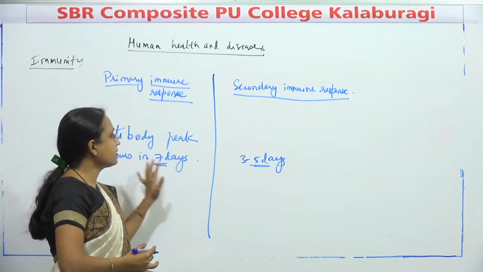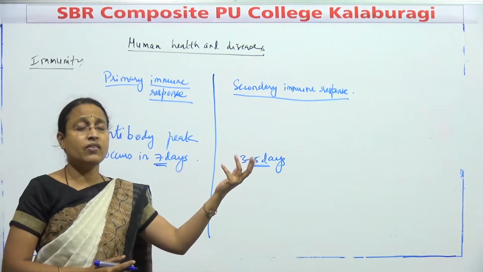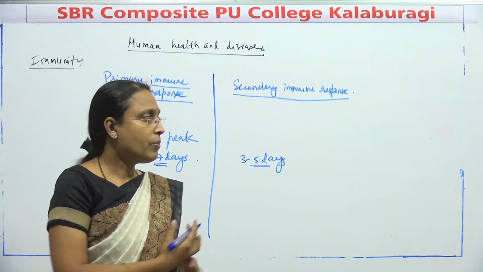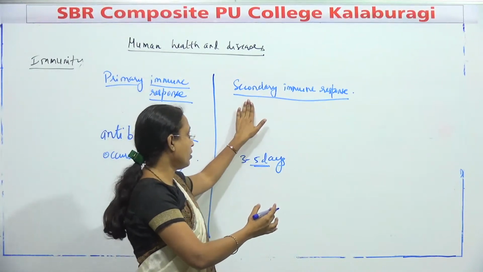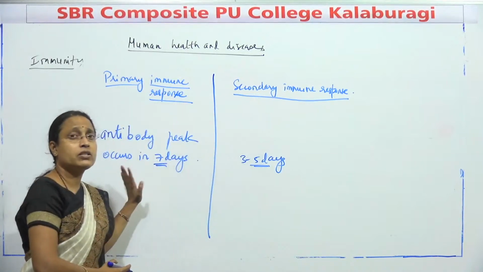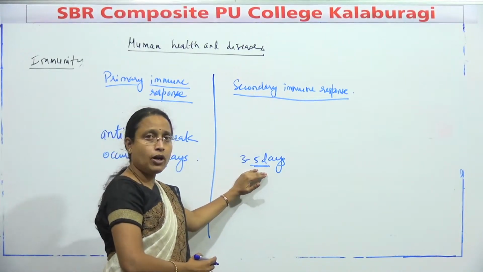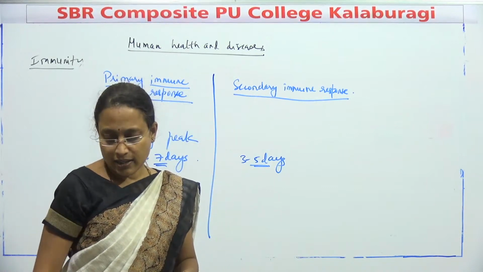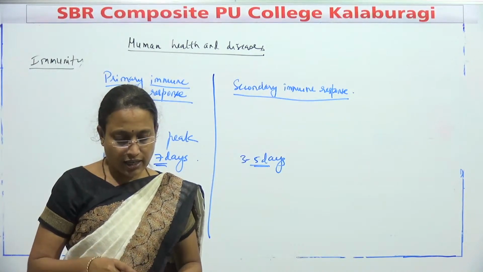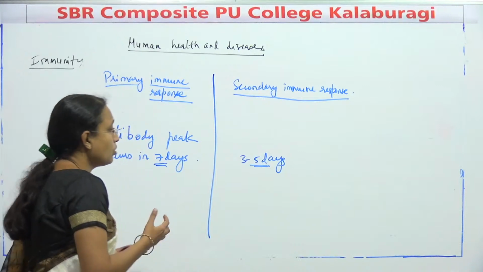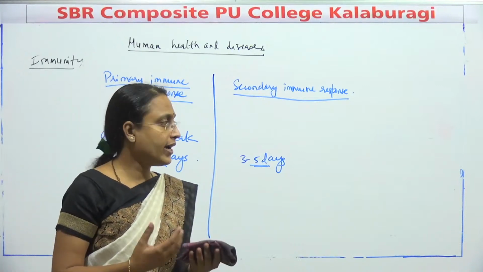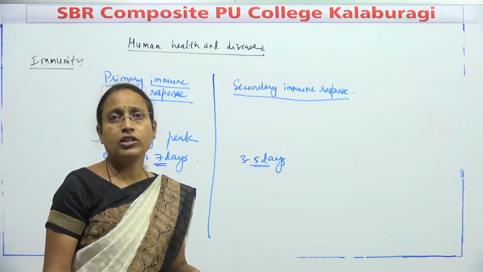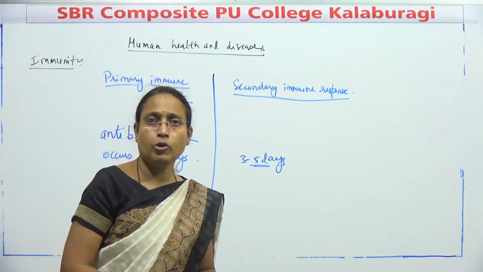If the antibody peak occurs in 7 days for the primary response, and for the secondary response it occurs very fast, within 3 to 5 days, the antibody concentration will be very high. So you should know the secondary response is the stronger response. Primary response is a bit slower. When the antibody peak is reached quickly, all the antigens will be neutralized, so that there is no disease. Will the person get immunity? Definitely. When more antibodies are there, he will get immunity. These antibodies neutralize the antigen and he will not get the disease, and resistance to disease is nothing but immunity.